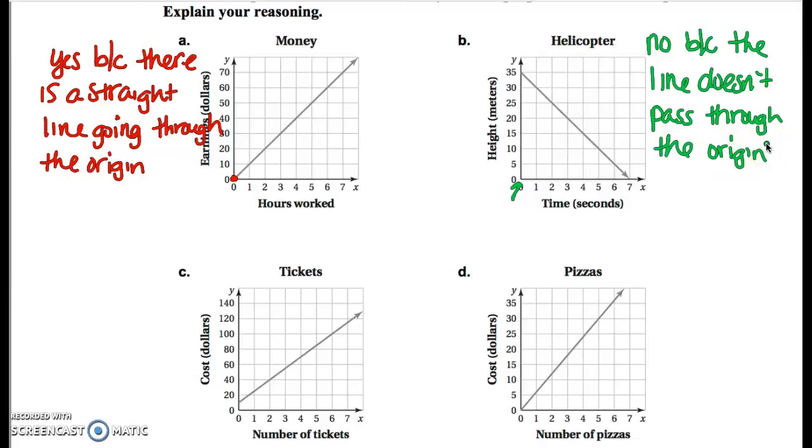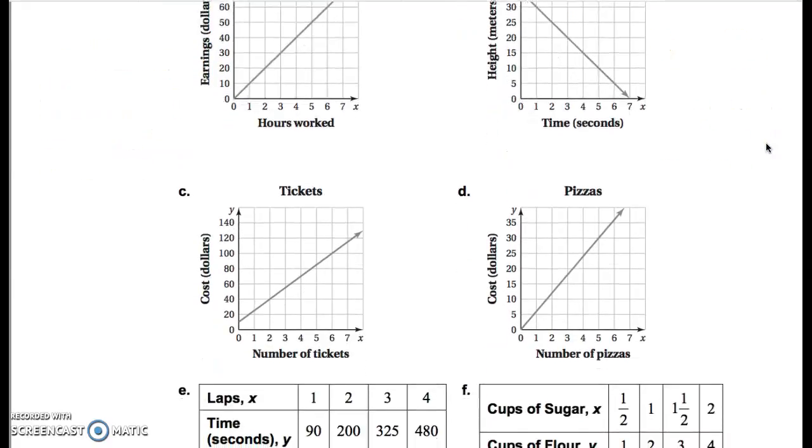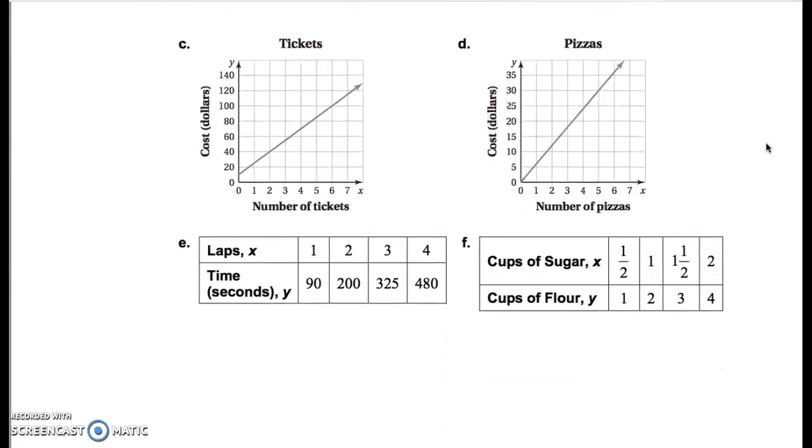Okay? All right, moving down to part C with tickets. We have number of tickets and how much it costs. So looking at the graph, yes, it's a straight line, but does it go through the origin? It's really close, but it does not go through the origin, so no, because the line doesn't go through the origin.